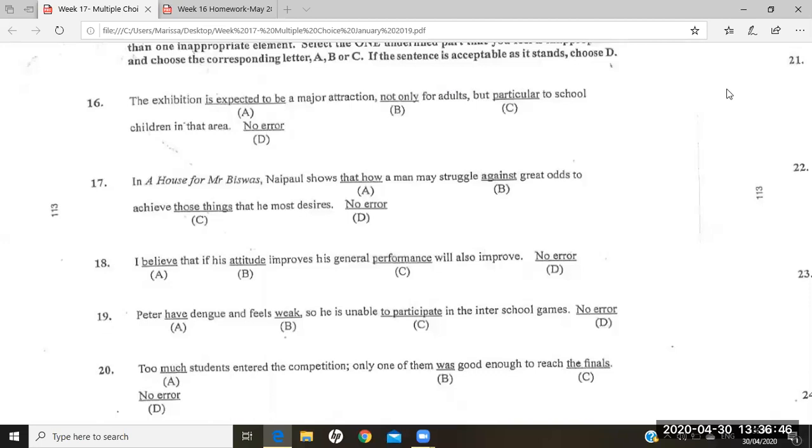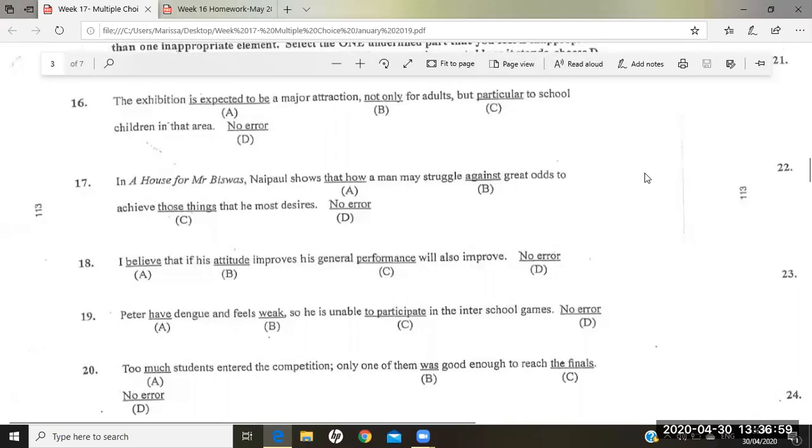So for those of you who just joined in this section, the answers from 16 to 20 are 16C, 17A, 18D, 19A, and 20A. So moving over to the other section.